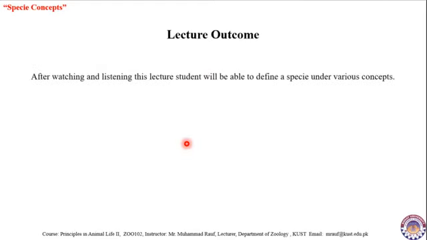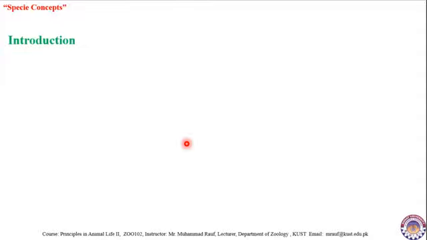Lecture outcome. After watching and listening to this lecture, students will be able to define a species under various concepts. Introduction. The word species is Latin for kind or appearance. In biology, we use this term quite often to refer to organisms of a specific kind or appearance.